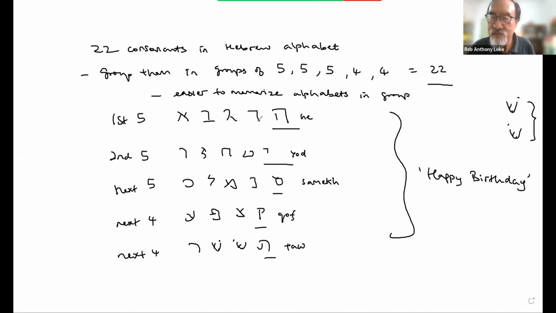Aleph, Beth, Gimel, Daleth, Hey, Waw, Zayin, Hek, Te, Yo, Kaf, Lamet, Mem, Nun, Samekh, Ayin, Pe, Sade, Qoph, Resh, Sin, Sin, Tau.